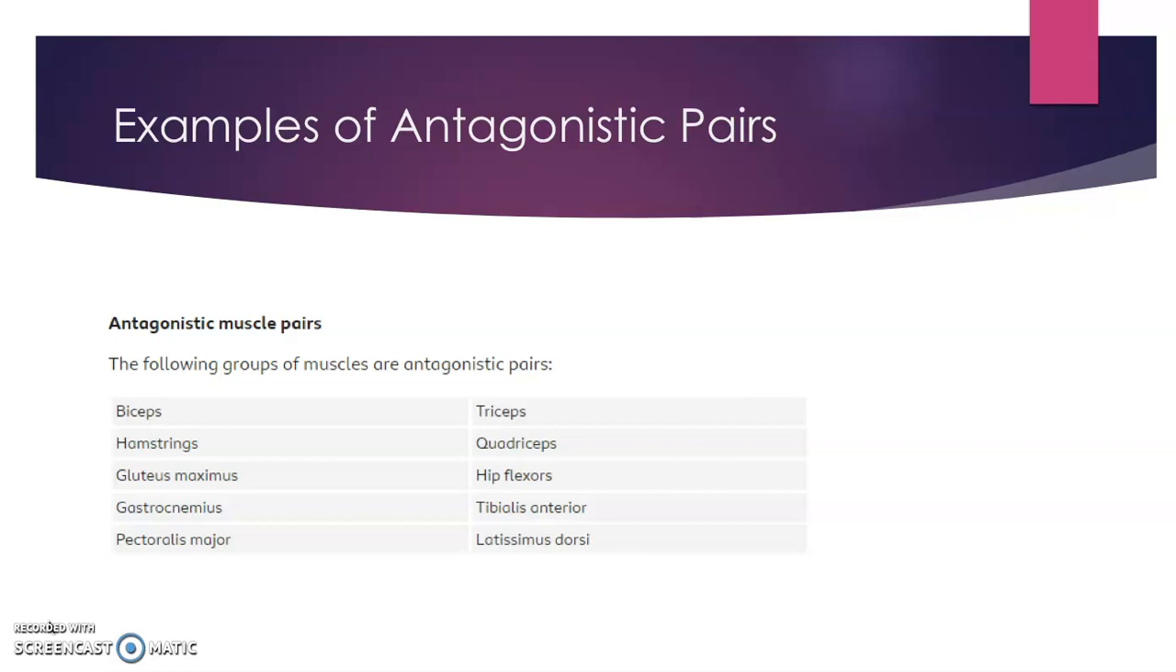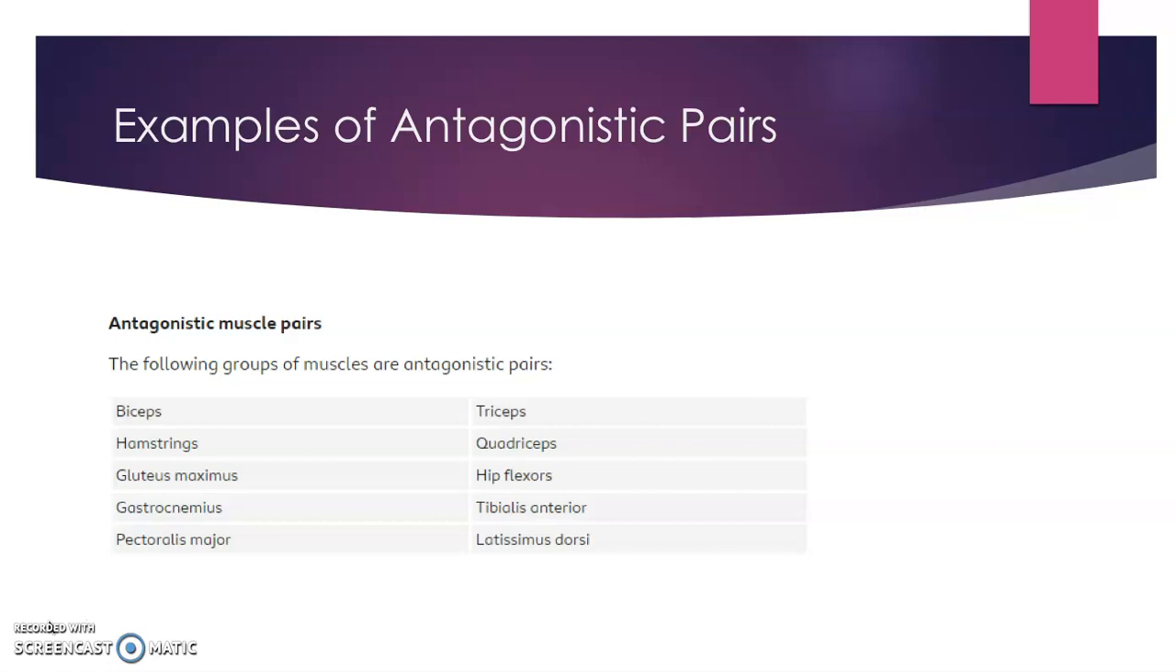The gluteus maximus and hip flexors would be used when performing a tuck in trampolining. The hip flexor would be contracting when lifting the knees upwards into the chest, while the gluteus maximus would be relaxing to allow the movement. The gastrocnemius and tibialis anterior would be used when taking off in the triple jump. The gastrocnemius would be contracting when going onto your toes, whilst the tibialis anterior would be relaxing.